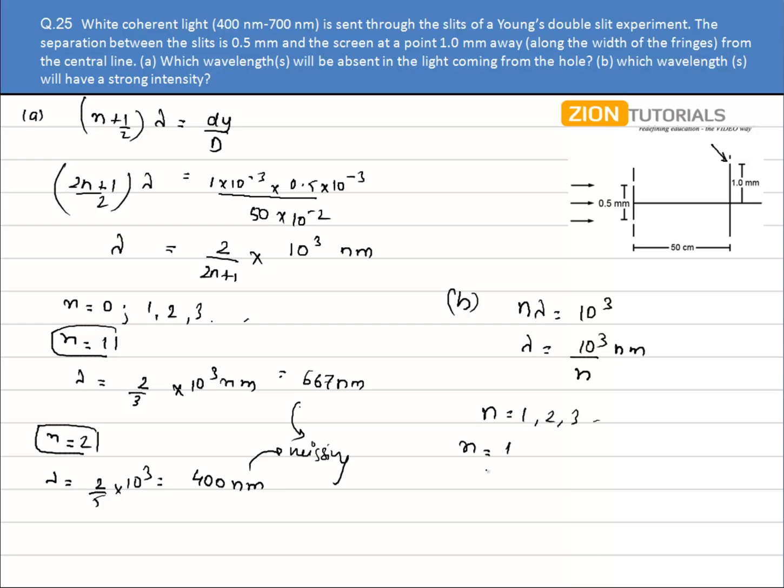So if I put n equal to 1, then lambda comes out to be 10 to the power 3, that is 1000 nanometer, which of course is not in the range because our range is 400 nanometer to 700 nanometer. If I put n equal to 2, then lambda comes out to be 500 nanometer and it is in the range. And if I put 3, then lambda comes out to be 333.33, which is again out of the range. So the only wavelength that will have the strongest intensity is lambda equal to 500 nanometer. That is the answer.